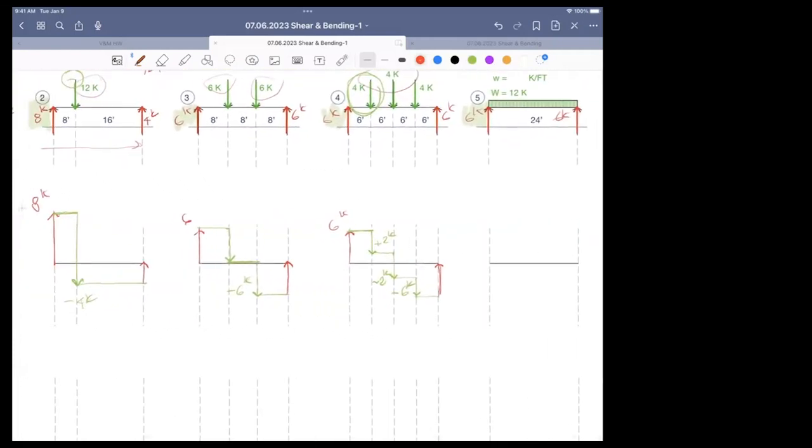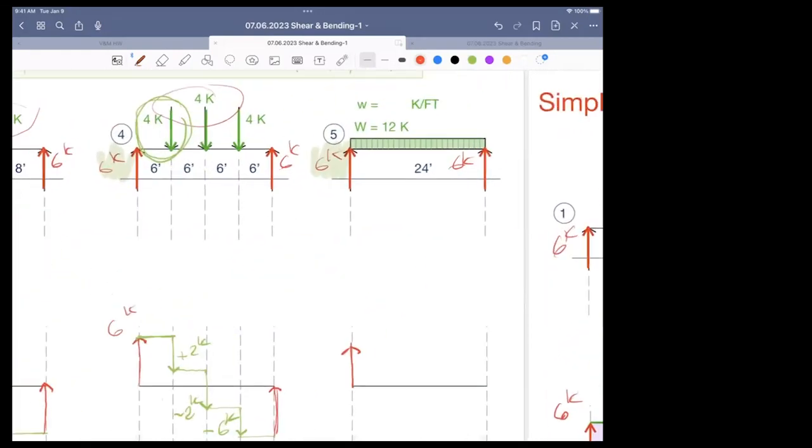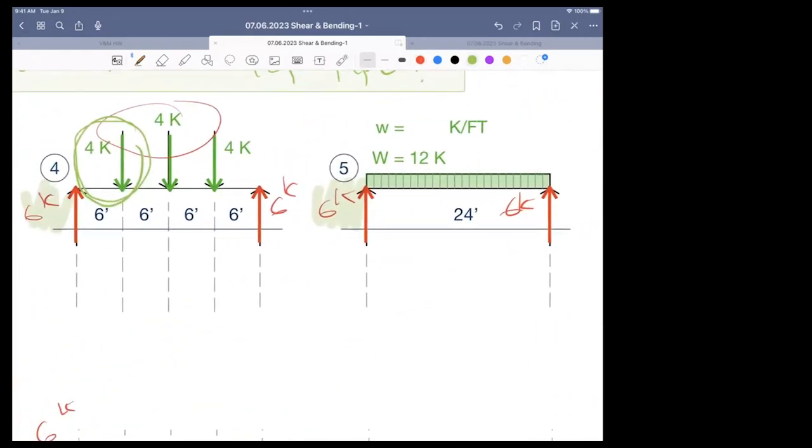The last one says go up 6 kips, but this time there's something going on. Every foot, I'm losing some load. I need to figure out how much little w is. I'm losing 12 kips in a span of 24 feet. So my kip per foot is 0.5 kip to every foot. Every foot I travel, I lose 0.5 kips. 24 feet later, I will have lost 24 times 0.5, a total of 12 kips.